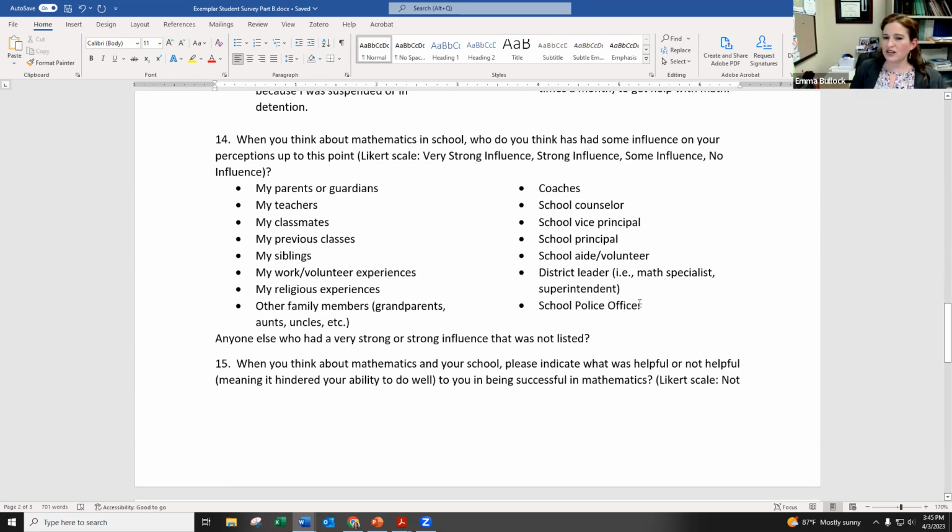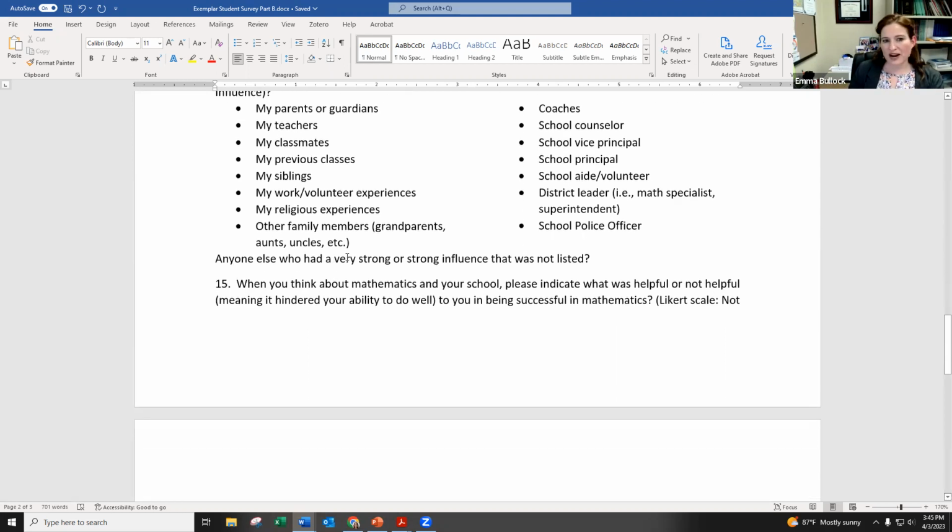Notice here that I've included the school police officer on this list. I don't know about where you live, but where I live, all of the districts have their own police departments. Houston ISD has a Houston ISD police department. And so that could be part of those influences, right? Anyone who had a very strong influence that was not listed.